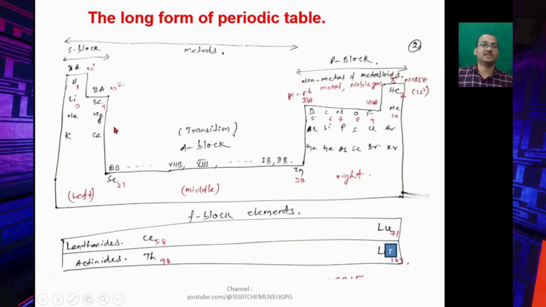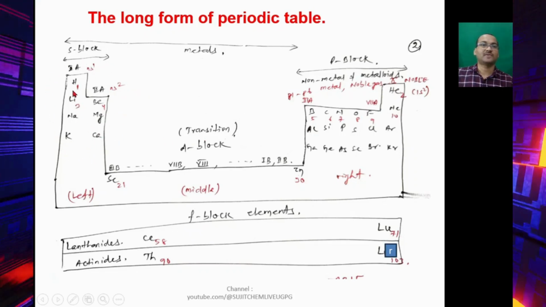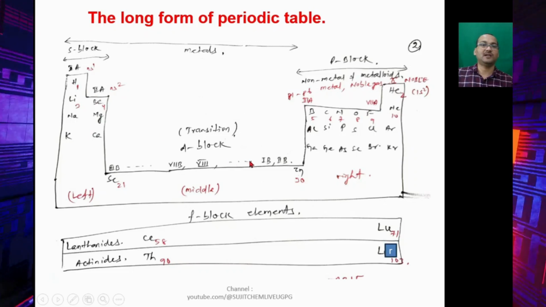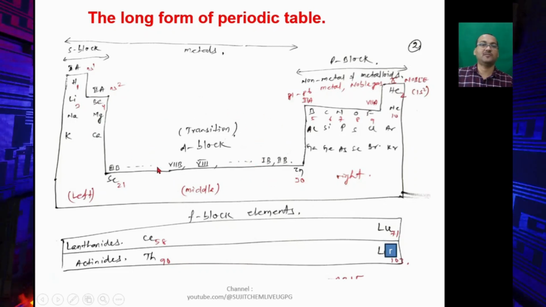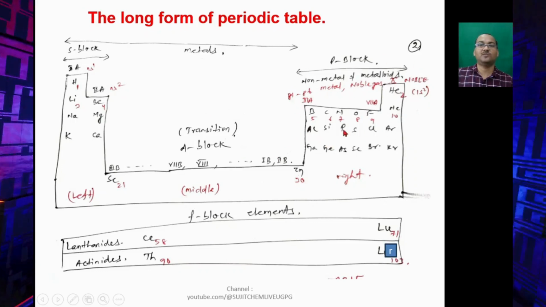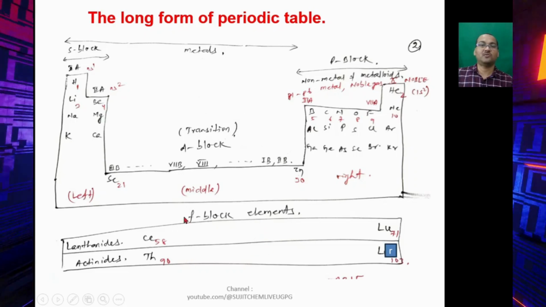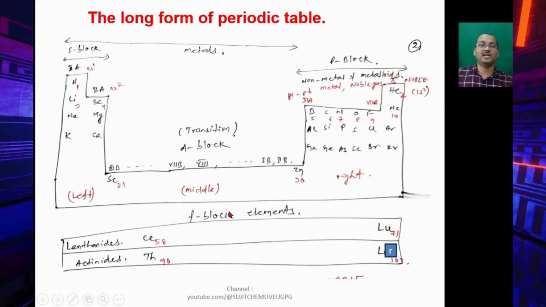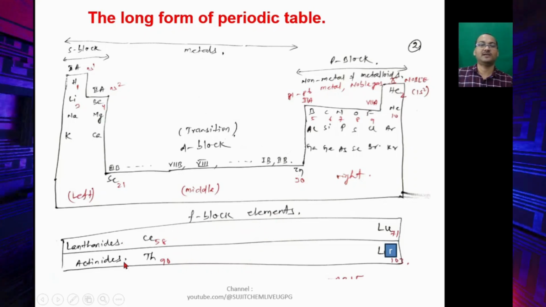At the extreme left side, the s block elements are the alkali and alkaline earth metals. In the middle you will find the d block elements or transition elements, and at the extreme right-hand side you will find the p block elements. At the bottom of the periodic table you find the f block elements, where you have lanthanides and actinides.